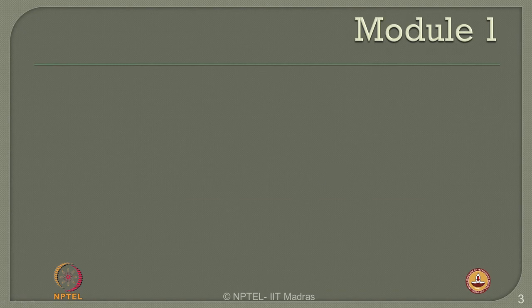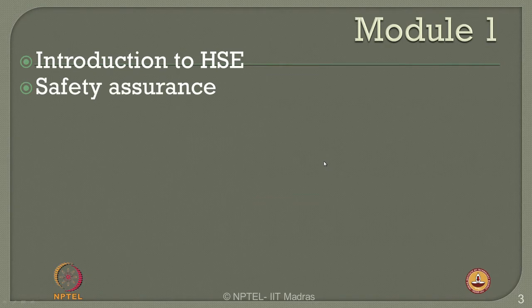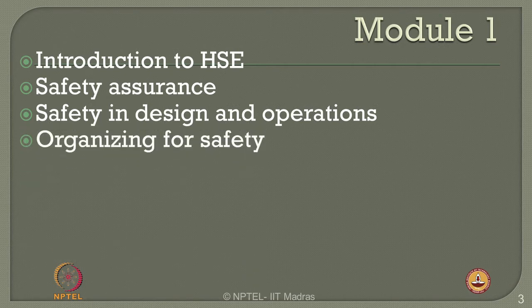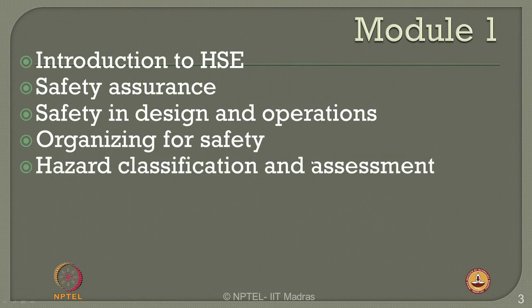If you look at the characterization of objectives in different modules of this course, we all agree that this course was divided into 4 modules. In module 1 we discussed the introduction to HSE, safety assurance schemes and methods, and safety in design and operation at various stages applicable to offshore and petroleum industries. We also talked in detail about how to organize for safety. Very interestingly, in this module we spoke about hazard classification and assessment and the HAZOP worksheet.